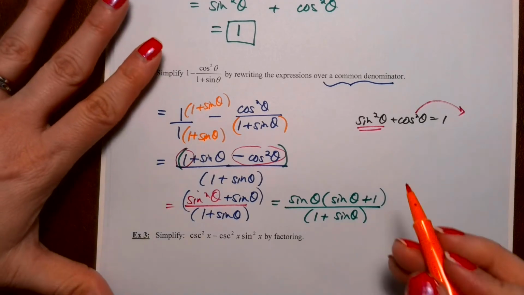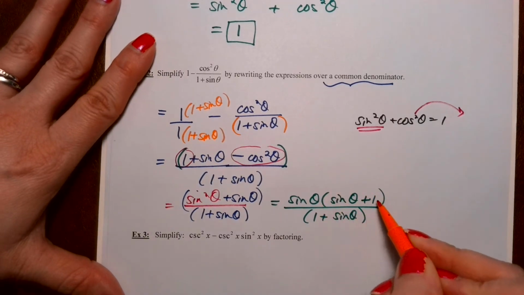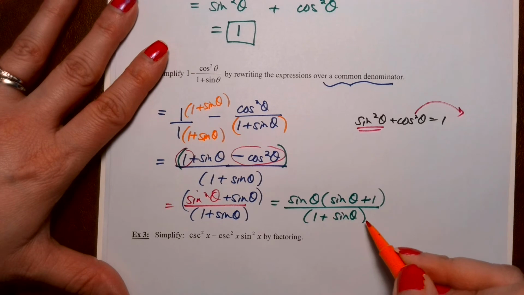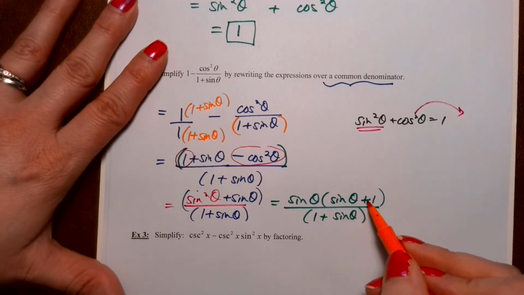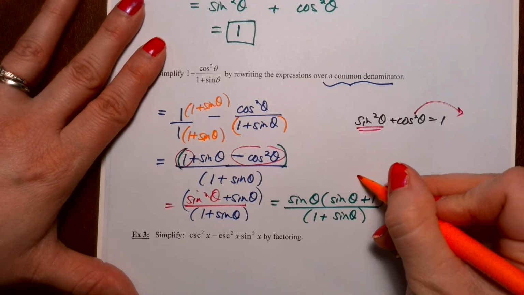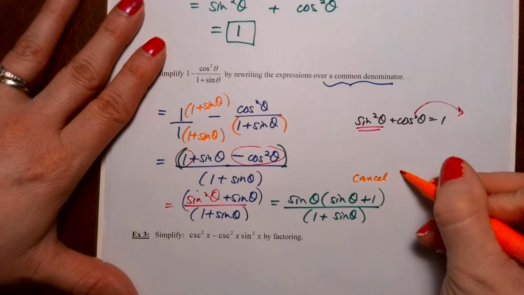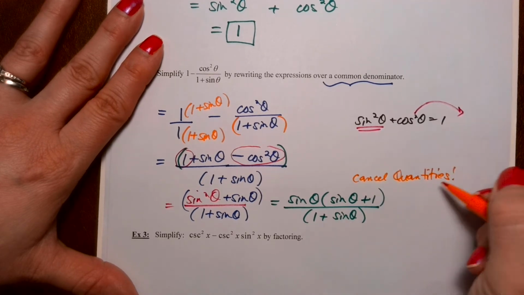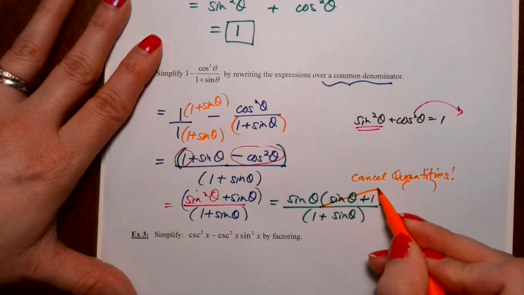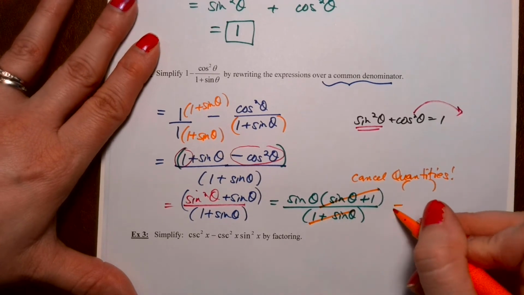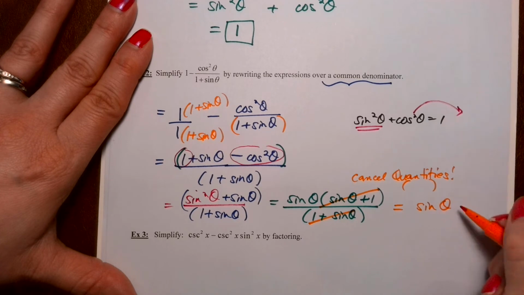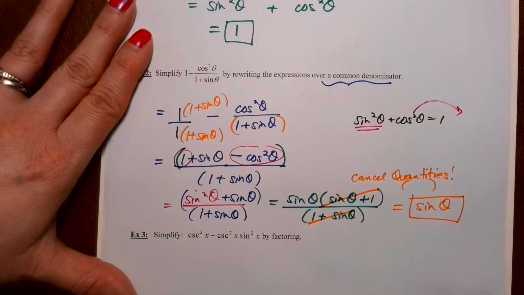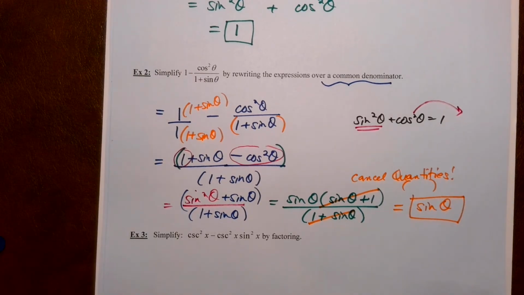Okay. Are we allowed to cancel this quantity with this quantity? Yes, they are exactly the same. Okay, I'm going to put a note here. We're going to cancel the quantities. Cancel the quantities with parentheses. If it's exactly the same, it cancels. And that leaves us with sine of theta. Now I know we're done. Okay, that had a lot of steps to it.